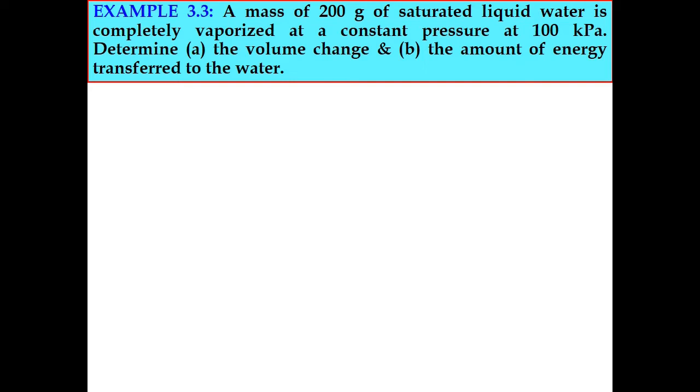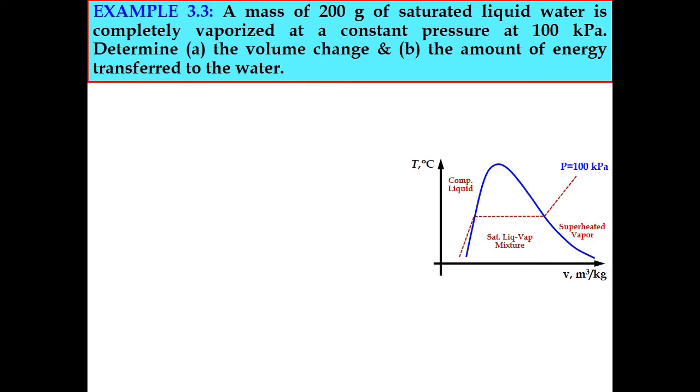Let's try to describe this using a simple schematic diagram and also the TV diagram if possible. So this is the TV diagram, and in the schematic diagram, state number 1 is saturated liquid water, which is 100% liquid, and we add heat in order to vaporize the saturated liquid. The state number 1 will be at saturated liquid, as shown in the TV diagram.